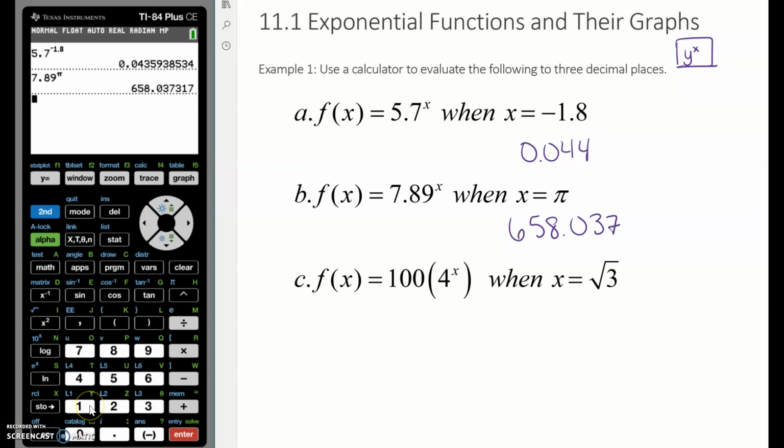And then when you see this with parentheses, I want you to enter it exactly as you see the parentheses. So 100 parentheses 4 raised to the square root of 3. That's really kind of making you look for stuff on your calculator. 1,103.566.